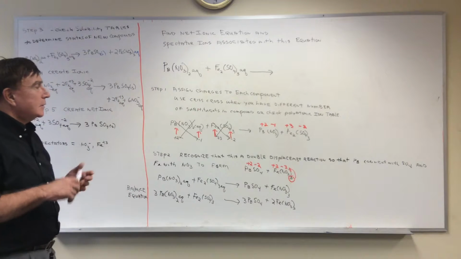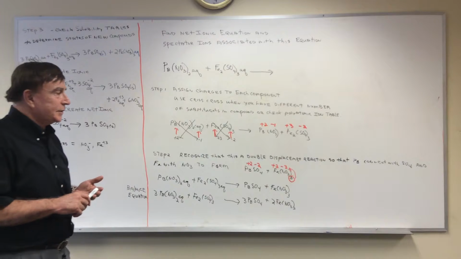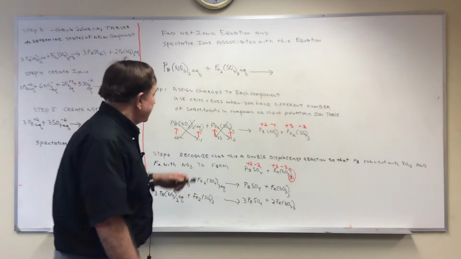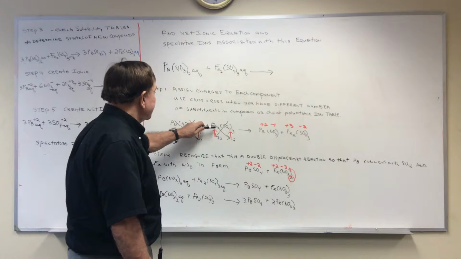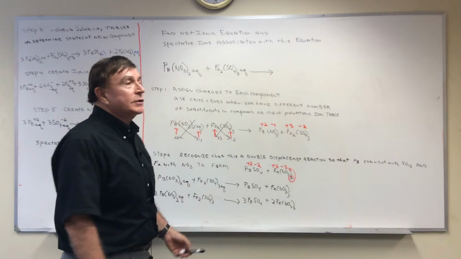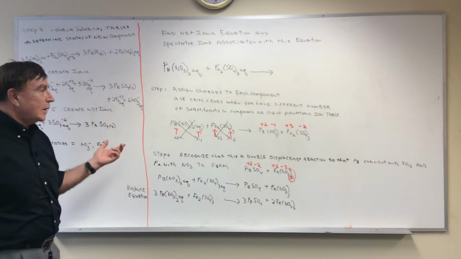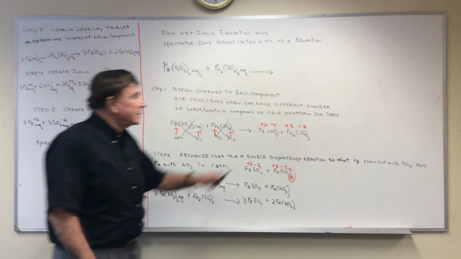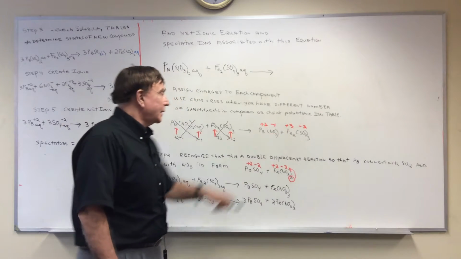Now, the second thing you need to do is recognize this is a double displacement reaction. What does that mean? The positive in this is going to go with the negative here. The positive in this is going to go with the negative here. It's like switching partners in a dance. And what it's going to look like depends on the charges, and that's why we had to know the charges ahead of time.